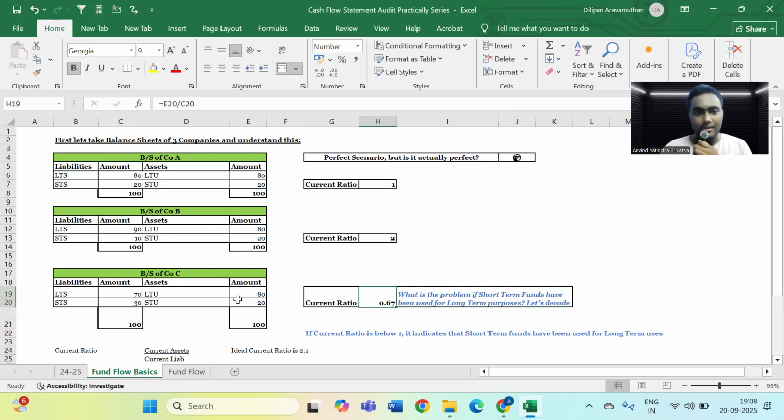And here, if you see here, my current ratio is below 1. It's 0.67. So this is an indication that if my current ratio is something below 1, it indicates that my short-term funds have been used for long-term uses. I hope that is very clear, guys.